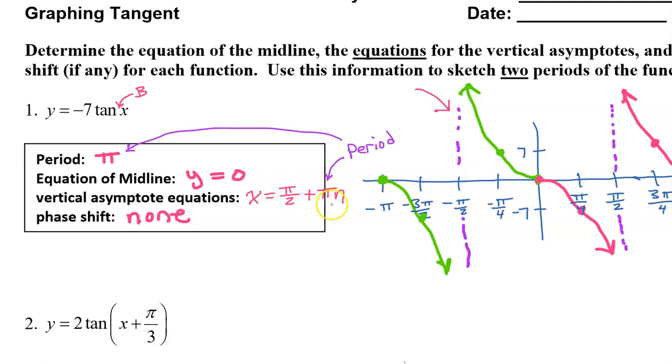Just to be extra clear, this number that we're adding with a multiple, this is always going to be the period. So these numbers will always match. If this had been pi over 2, then I would have pi over 2n.